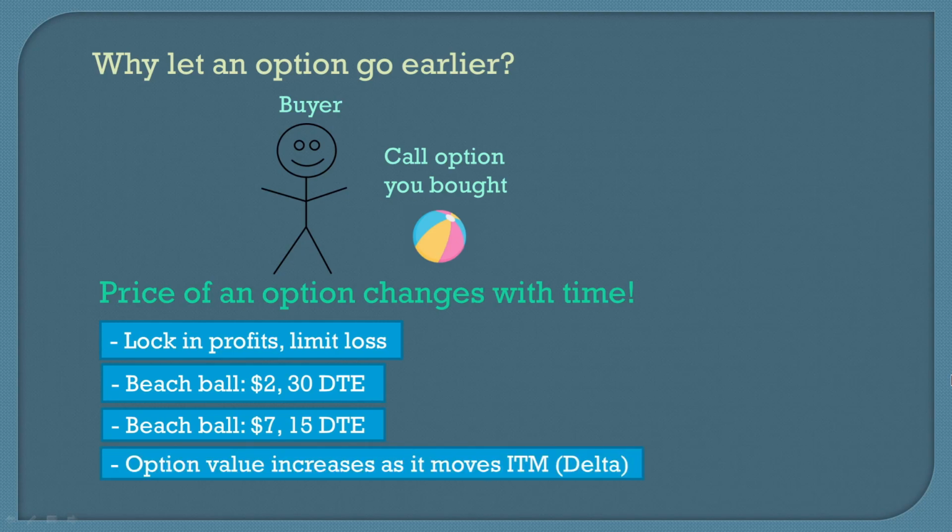Remember that we covered delta in earlier lessons? For every dollar increase, the option price will increase by delta. So because this option is now more in the money compared to when you first own it, and you decide to not wait till expiration and you cash out by selling this ball to someone else for $7 and collecting $5 in profit. That's for buyers.